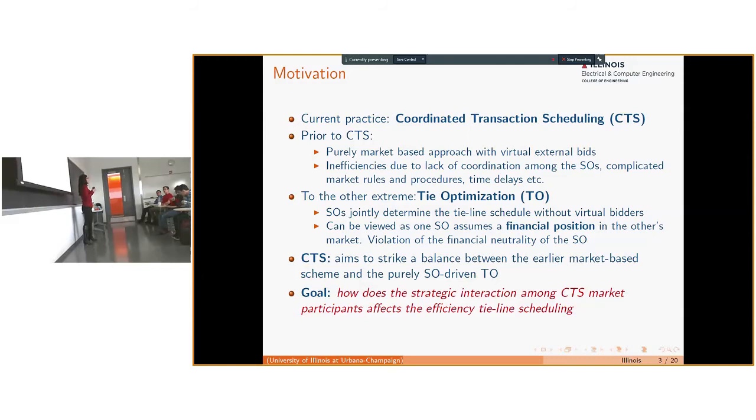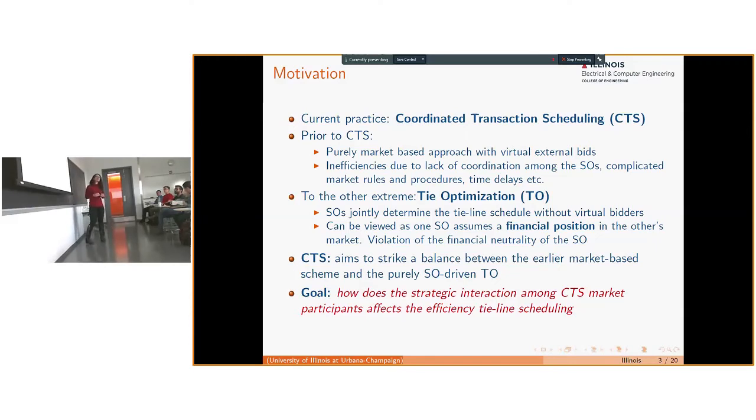However, this theoretical alternative to CTS, which is typically referred to as tie optimization, faces certain implementation challenges related to the fact that it's perceived to violate the financial neutrality or independence of the system operator. In other words, two system operators in neighboring markets cannot engage in a trade with each other and cannot assume a financial position in each other's market. Their role is to act as pure market facilitators of trade.